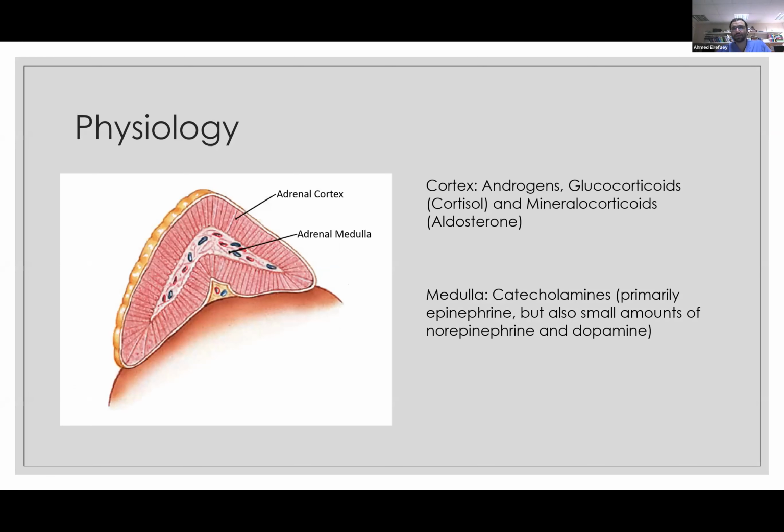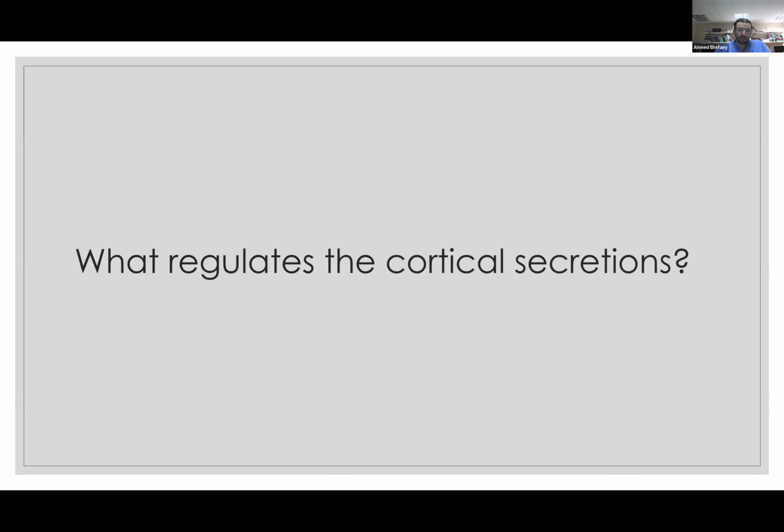So the cortex gives us the glucocorticoids, the androgens, and the mineralocorticoids. The glucocorticoids are the cortisol, mineralocorticoids mainly aldosterone, and the other androgens. And the medulla gives us the catecholamines, primarily epinephrine and norepinephrine, and some dopamine. But it's 80% and 20% epinephrine and norepinephrine. The hormone regulation is very important.